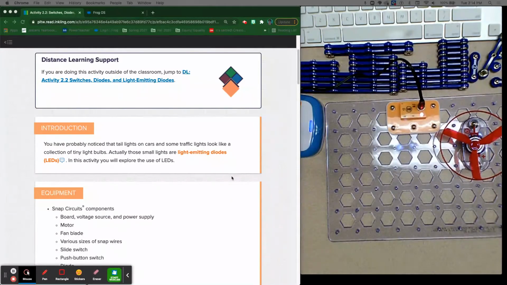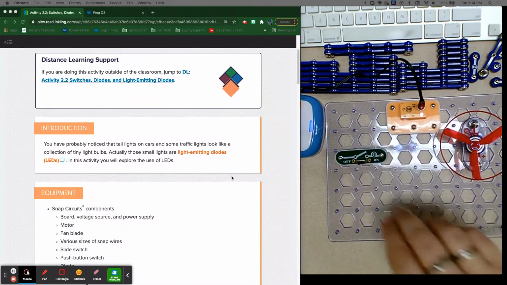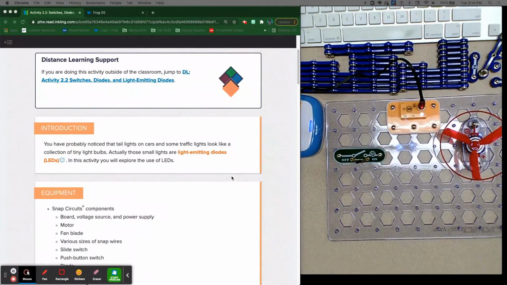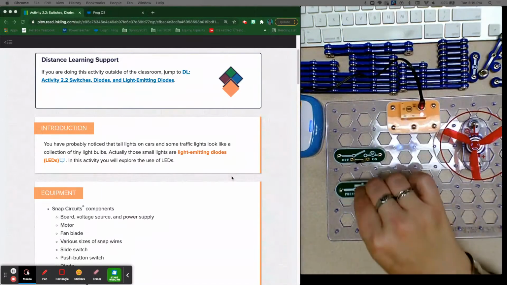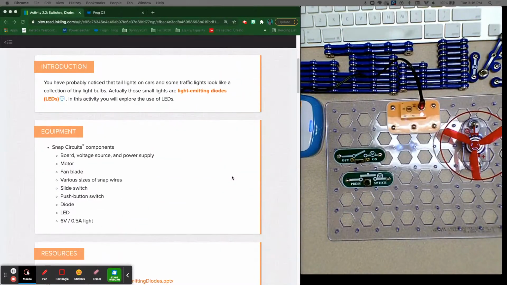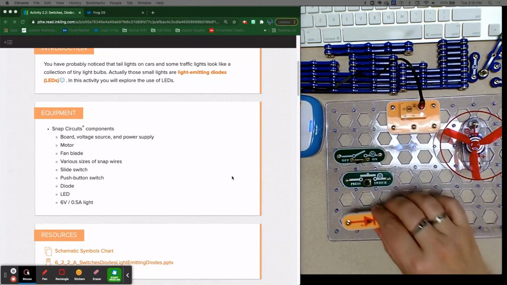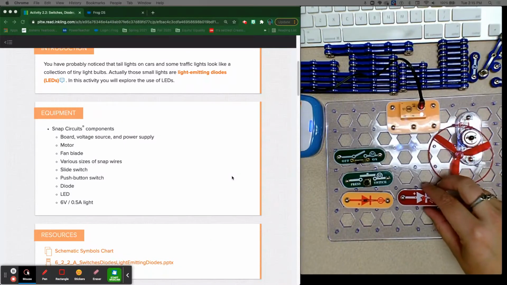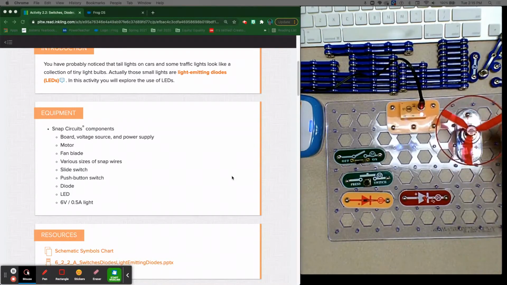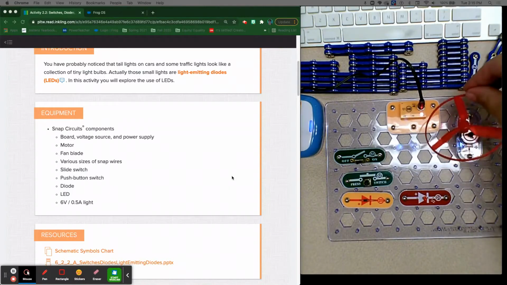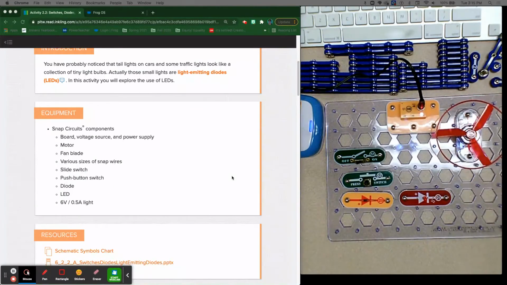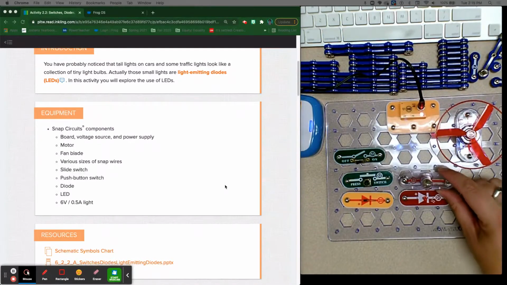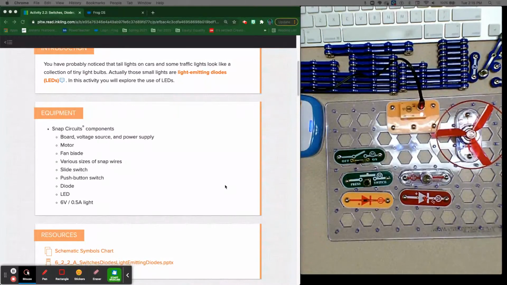A slide switch. A push button switch. A diode. An LED. I chose red. You can also choose green. And a 6-volt, 1/2 amp light, which we have right there.